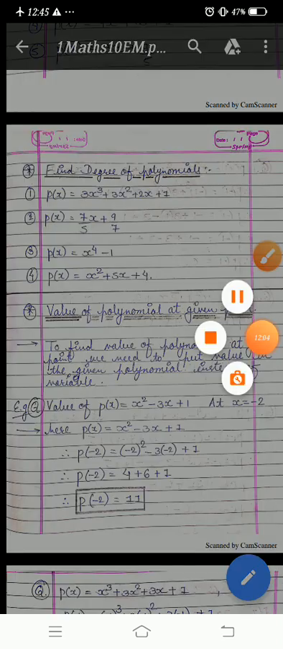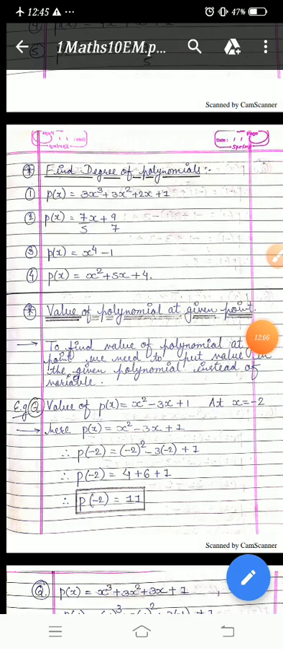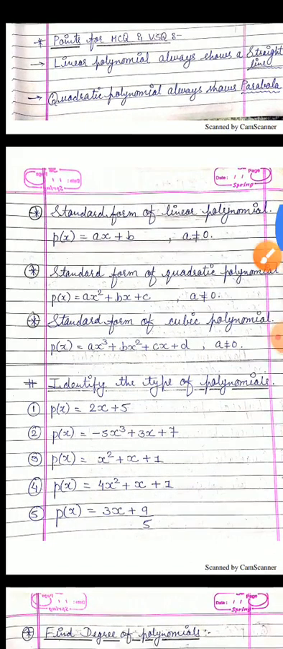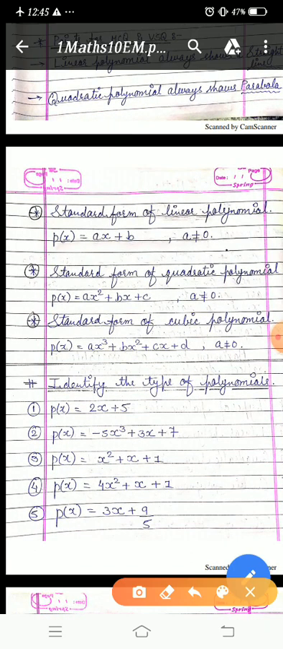So that's it. That was the topic of different types of polynomial, standard form of polynomial, and degree of polynomial. A one mark MCQ can be asked from this point also.